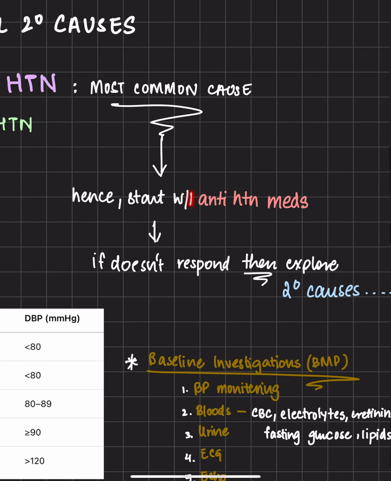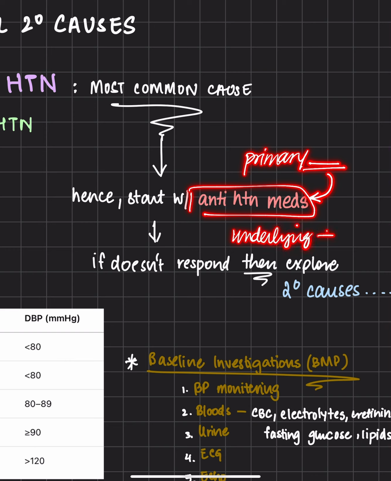So you start with giving an antihypertensive because you're working with the assumption that it is primary hypertension to begin with. And then if it isn't resolved with antihypertensives, that means that there is another underlying issue. And then you go to solve the underlying issue, which is the secondary causes, right?